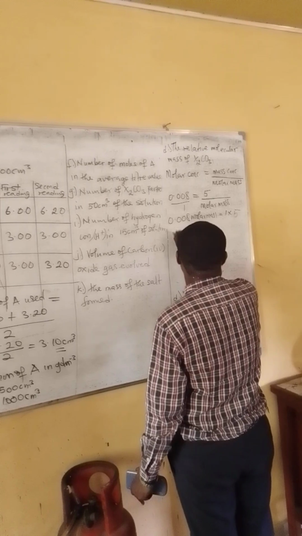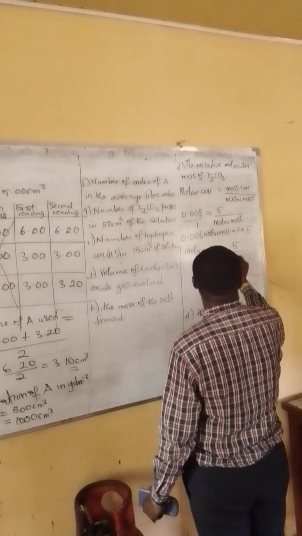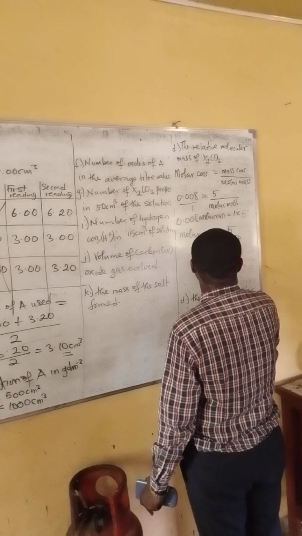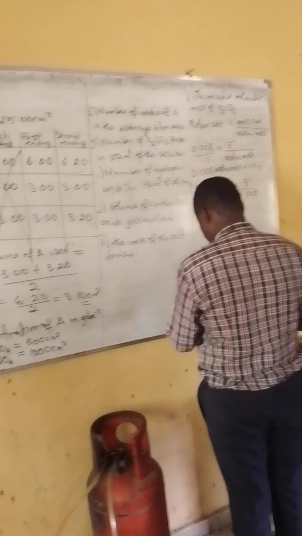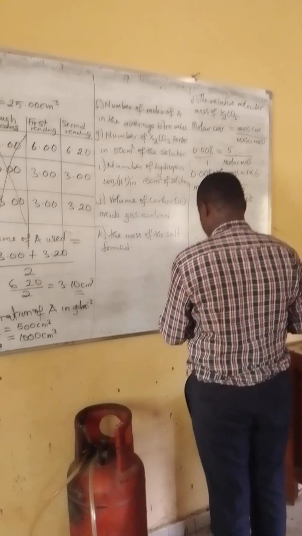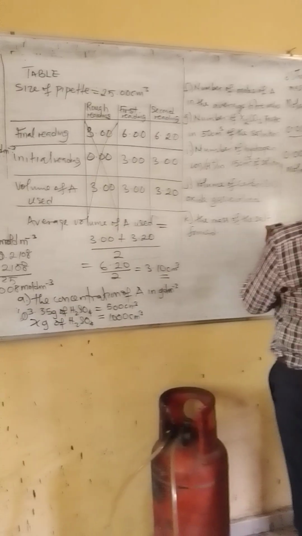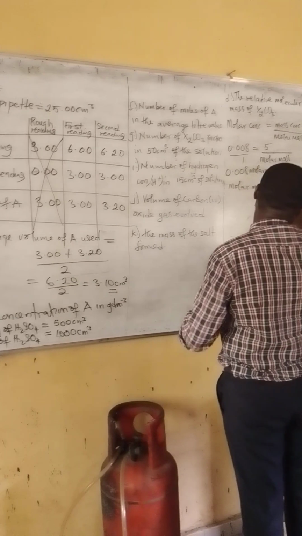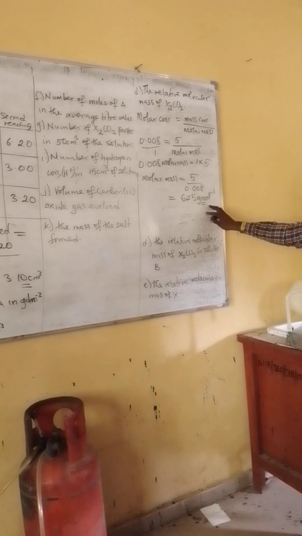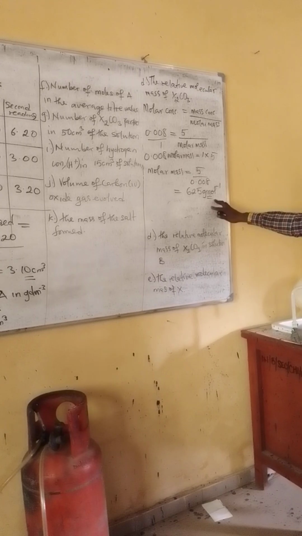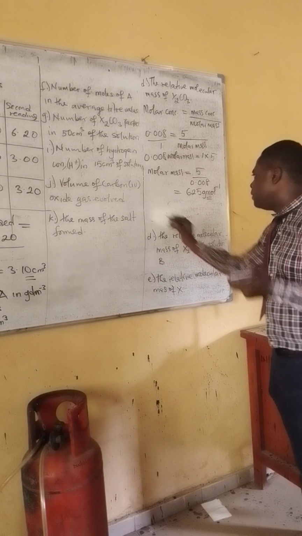So we have molar mass equals 5 over 0.008. So molar mass will now be 5 over 0.008. Answer is 625. The SI unit of molar mass is gram per mole. So we have arrived here, and the SI unit of molar mass is what? Gram per mole. We have gotten it. Now we are going to E.